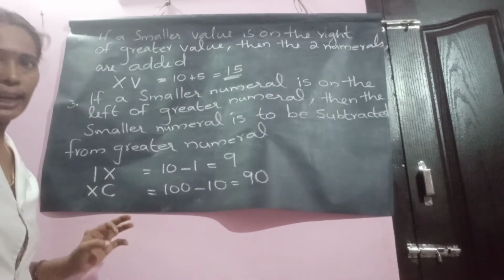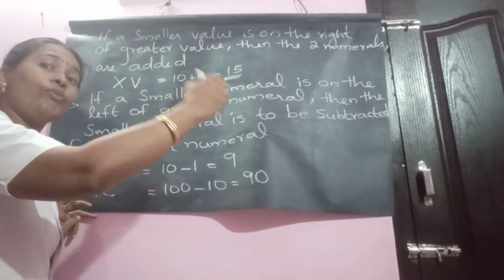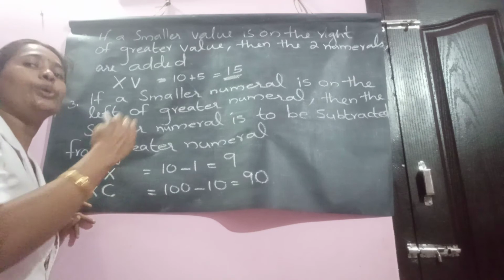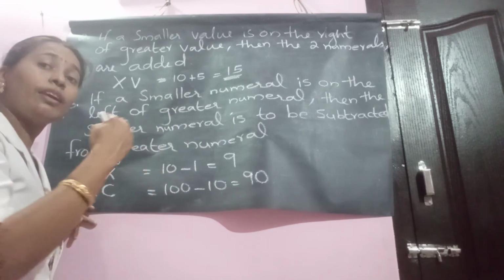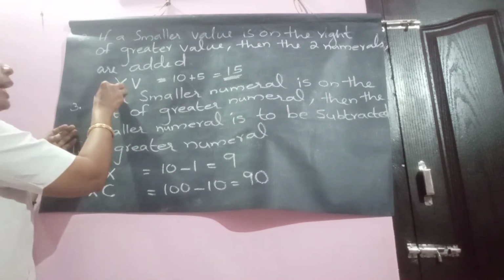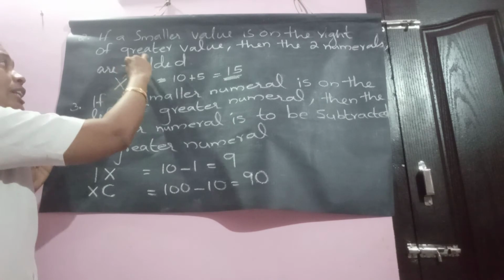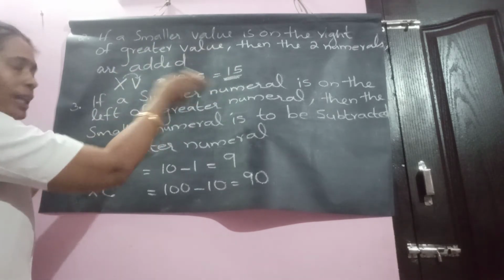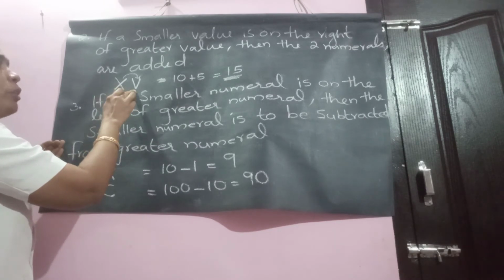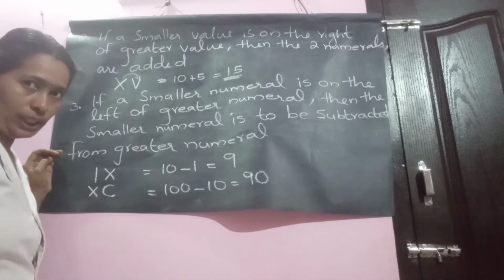The second rule says that if a smaller value is on the right of a numeral value, then we have to add the values of the numerals together. For example, XV: V is on the right-hand side of X, so we add the values. X is 10, V is 5, and 10 plus 5 gives 15.